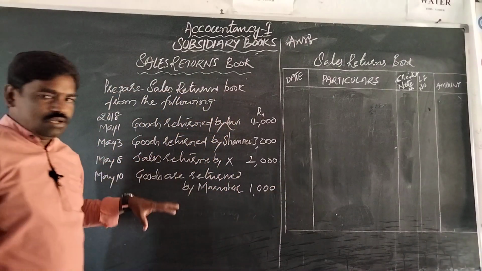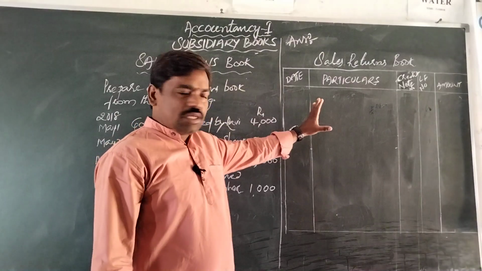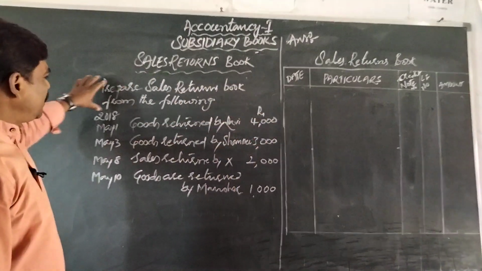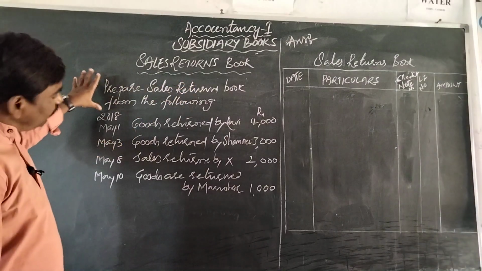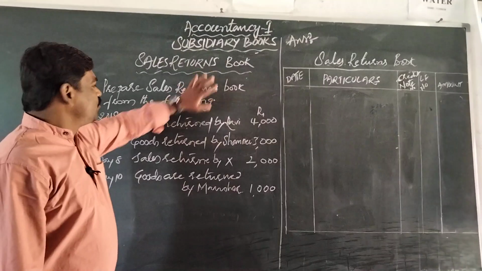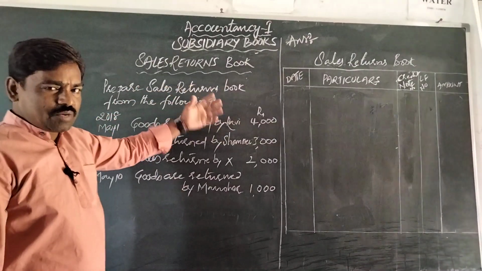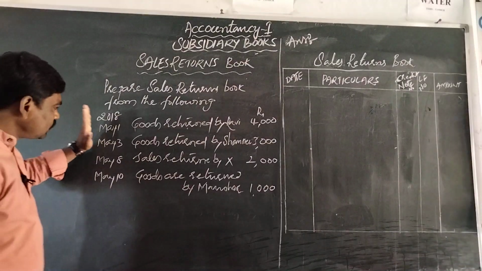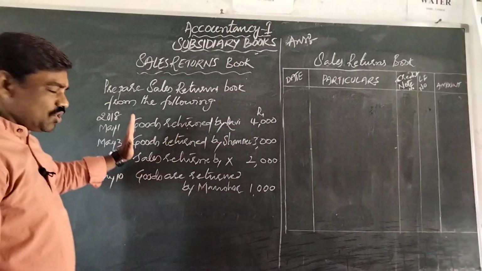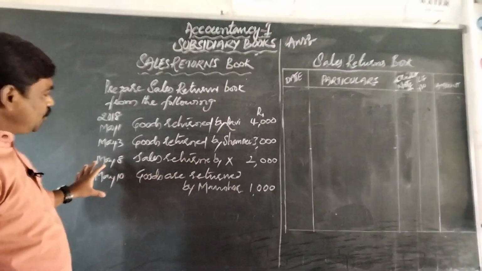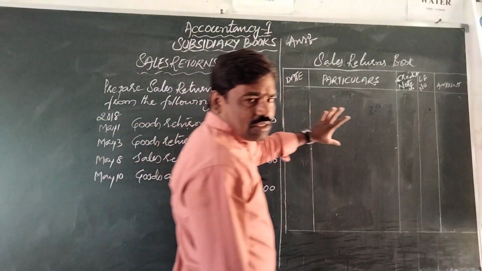From the information we need to prepare the sales returns book. In the problem you will be asked to prepare the sales returns book. See here how we are asked: prepare sales returns book from the following information or particulars. Here month and date are given, and year also, and the transactions are also given in this problem.